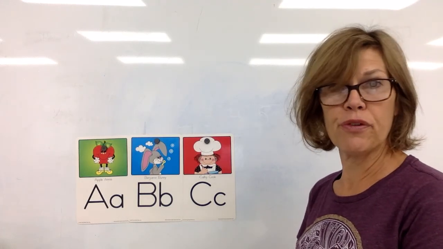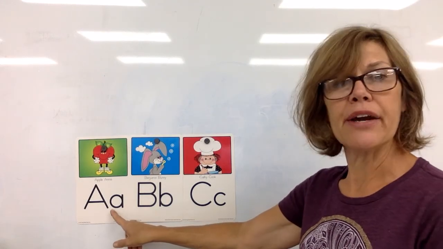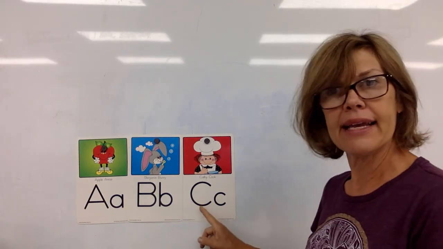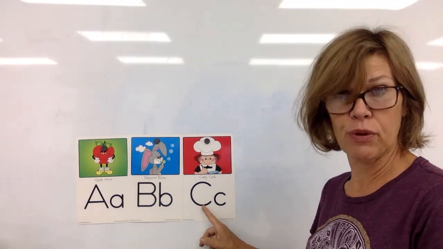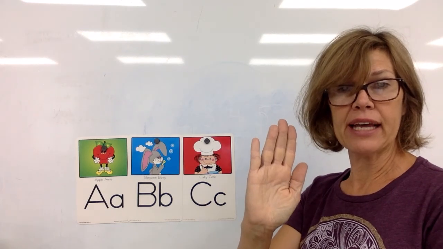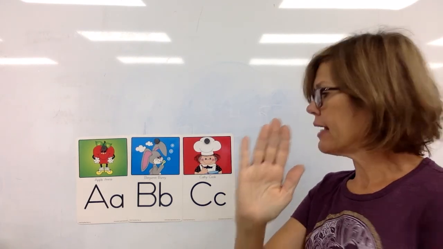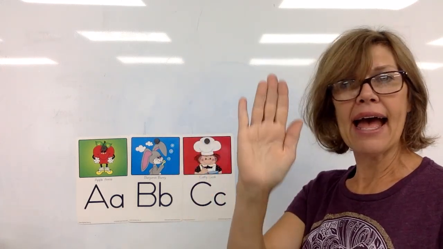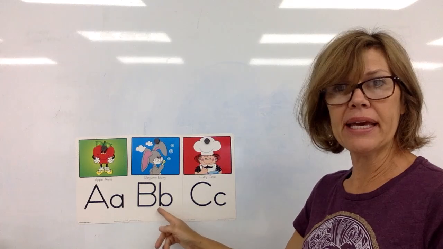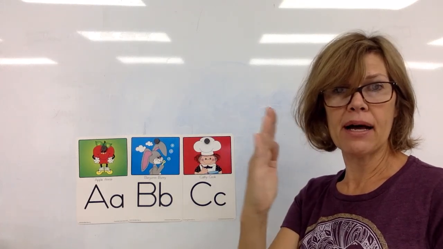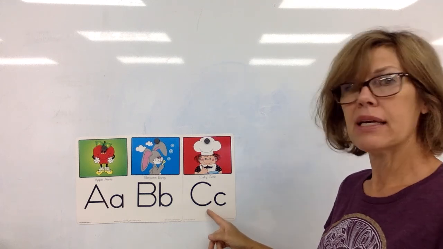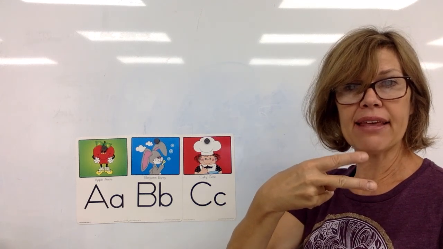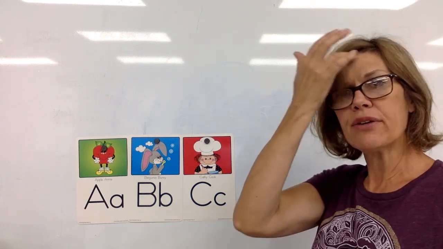Let's review the letters we've been working on. We've learned the letter A, B, and C. Now let's do the signs and the sounds that we've been talking about. Put your hand up with your palm facing out, and let's start with the letter A. A says Apple Annie. B says Benjamin Bunny. C says Kathy Cook.